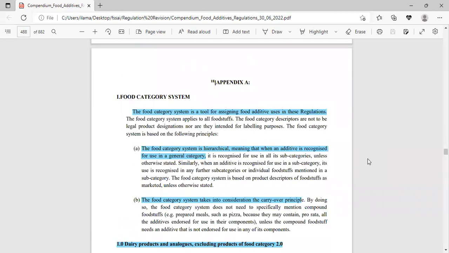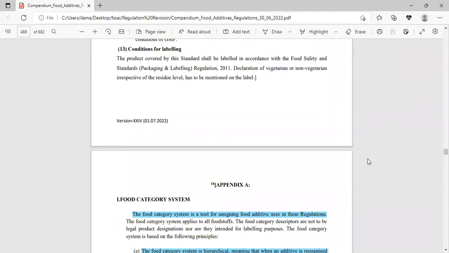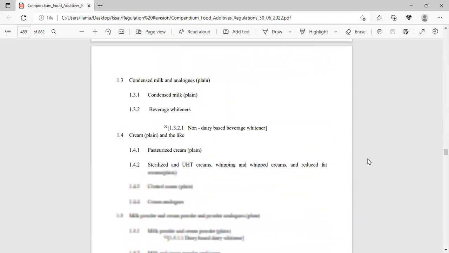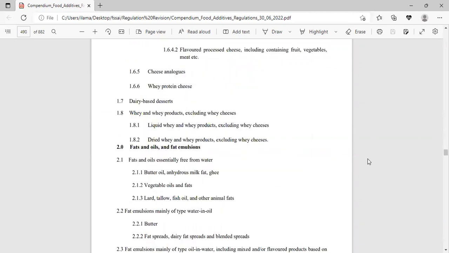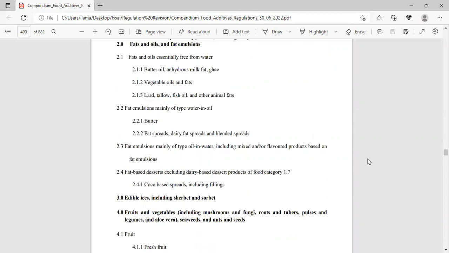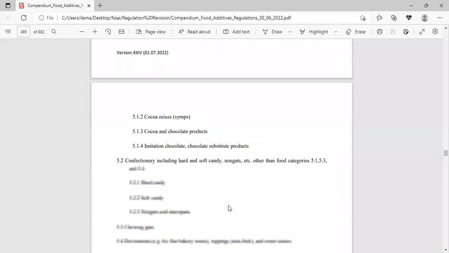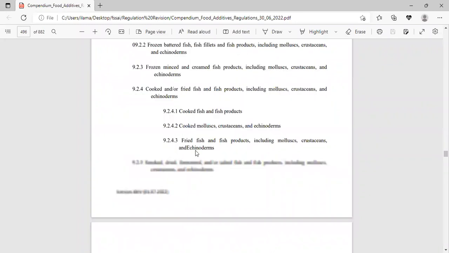Then here just go through what are all the food category systems. The first one is usually related to milk and milk products, and this has some subdivisions. Just make a separate note. First one, milk and milk products. Second one, fat and fat emulsions. Third one is edible icing, and then other products. Like that, make a note for this.